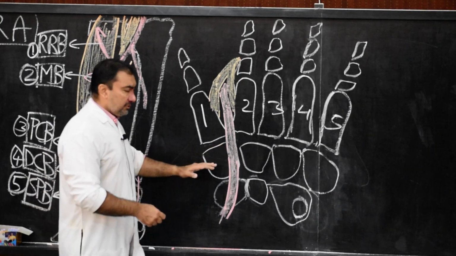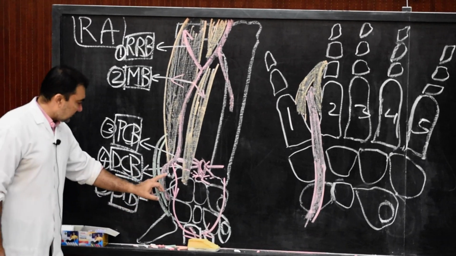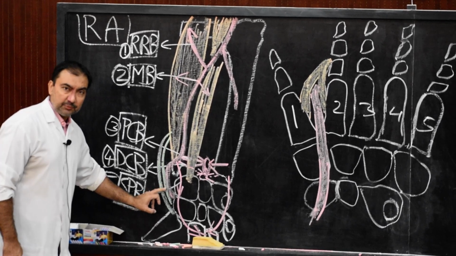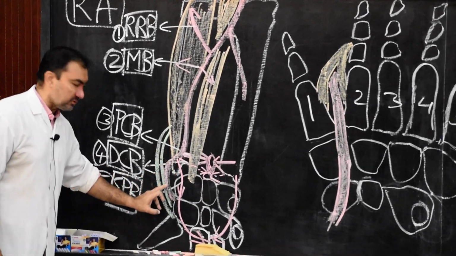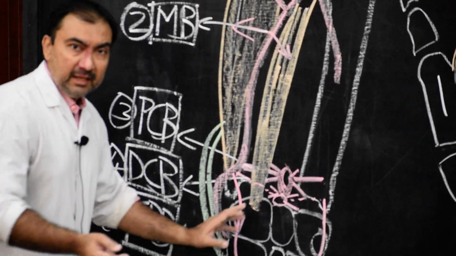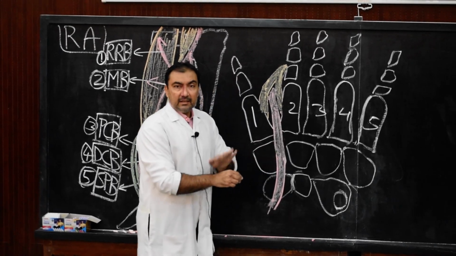Therefore, this is a continuation of the previous diagram. After taking a turn beneath the abductor pollicis longus and extensor pollicis brevis through the anatomical snuff box over the lateral side of the carpus, it will enter the dorsum of the hand. And here, please come on this side, this is the diagram of the dorsum of the hand.